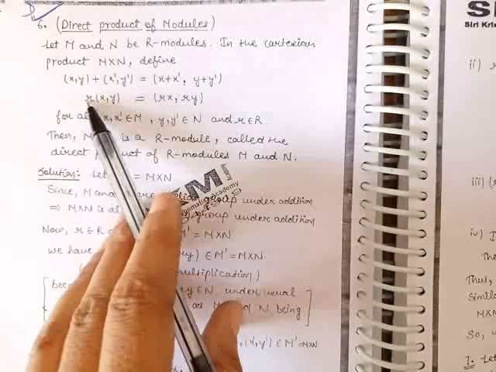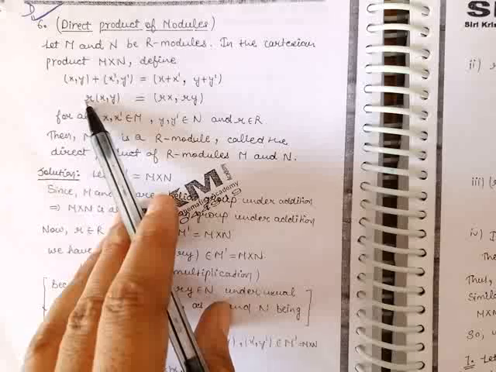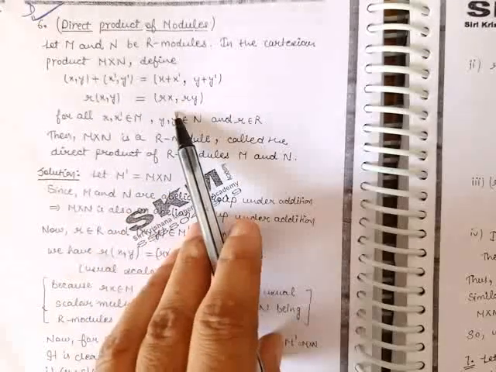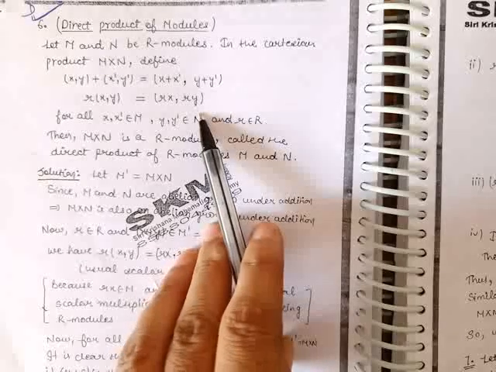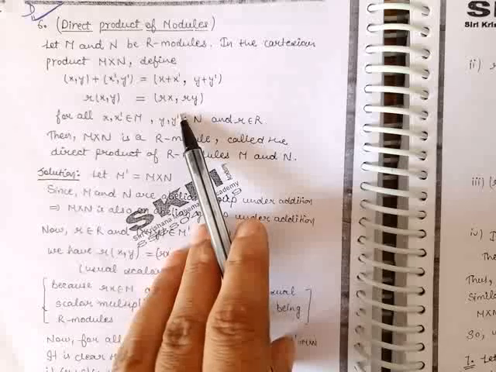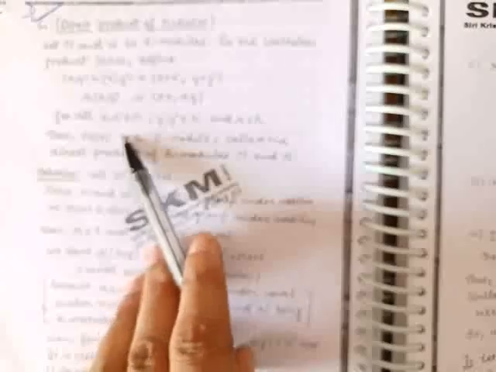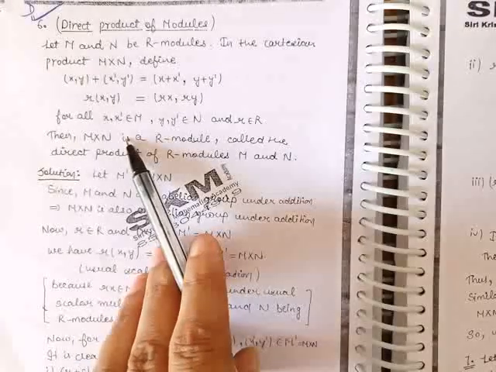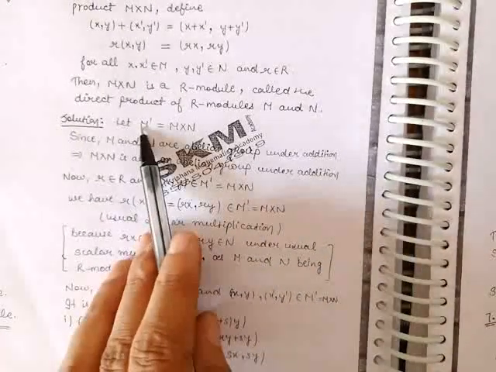We have defined the scalar multiplication by multiplying x and y by r, so we get the ordered pair rx, ry. Now M cross N is a module over the ring R, which is called the direct product of the modules M and N. To prove this, let us denote M cross N by M dash.